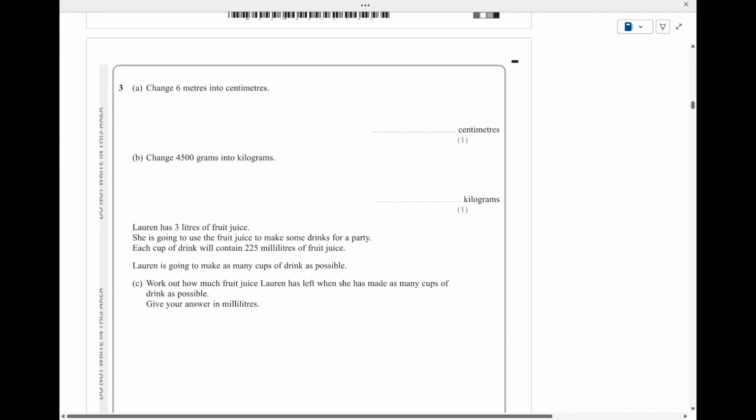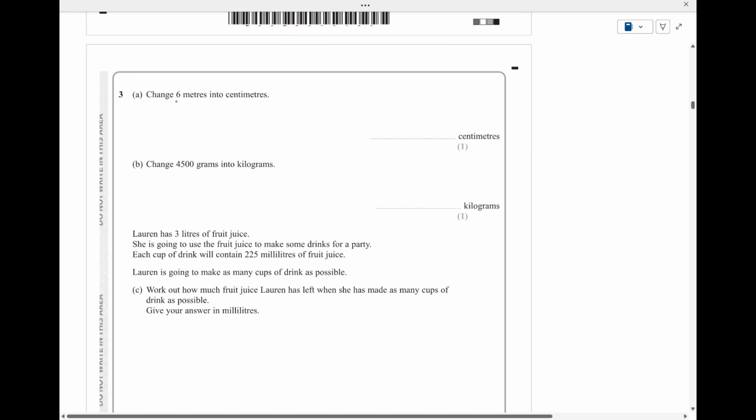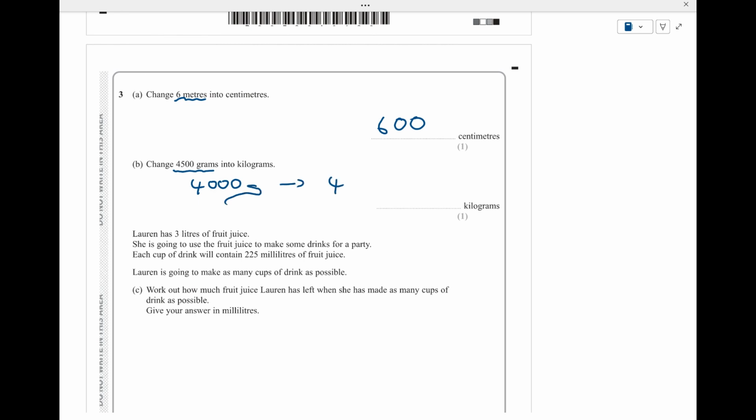Question 3. Change 6 meters into centimeters. Well, each meter is 100 centimeters. So 6 meters is 600 centimeters. Change 4,500 grams into kilograms. Well, every 1,000 grams is a kilogram. So 4,000 grams is 4 kilograms, and 4,500 grams is 4.5 kilograms.